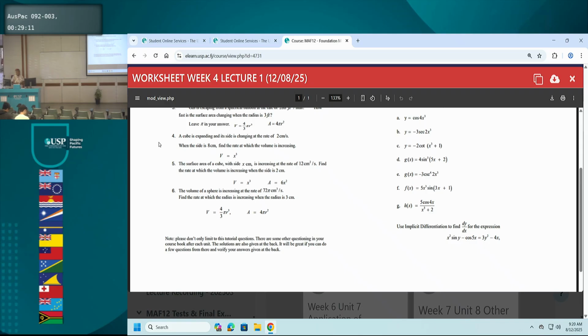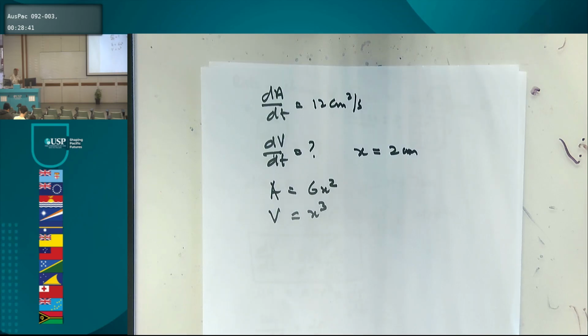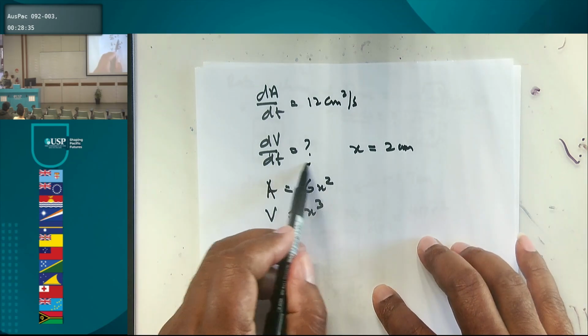What shape are we referring to? It's a cube. So, surface area of a cube is 6x squared. Volume of a cube is x cubed. This is what we're supplied with. This is your target.